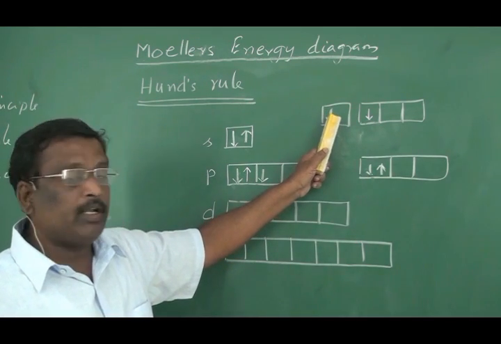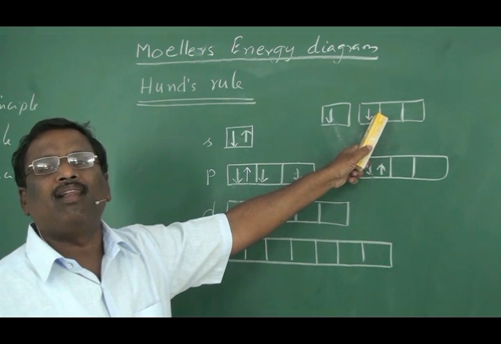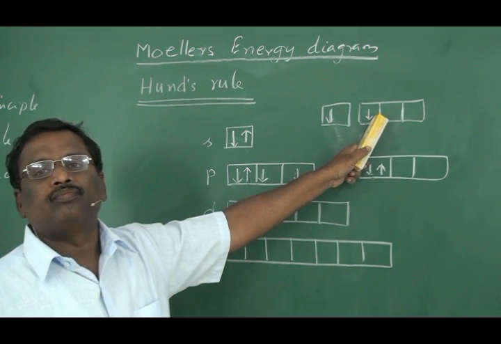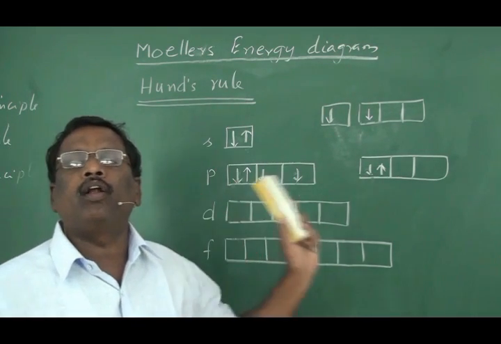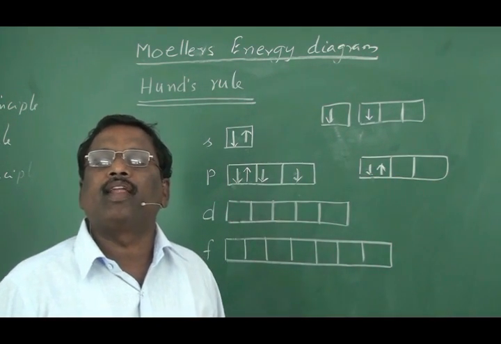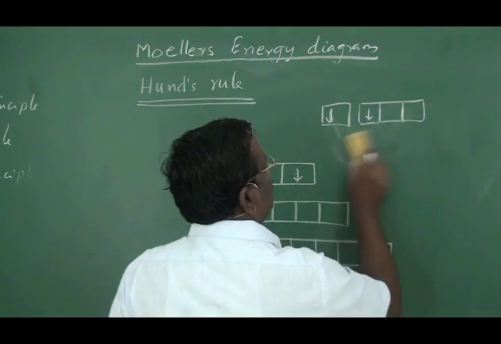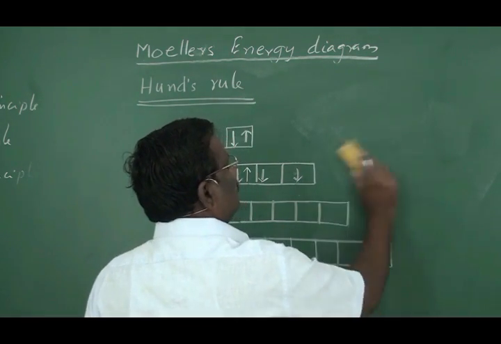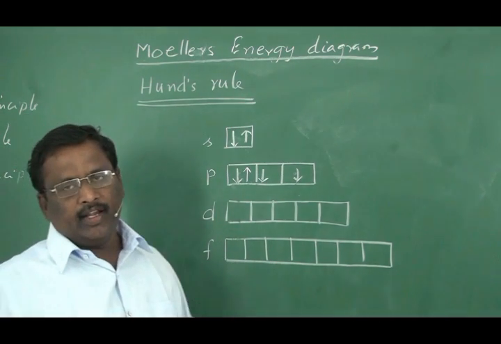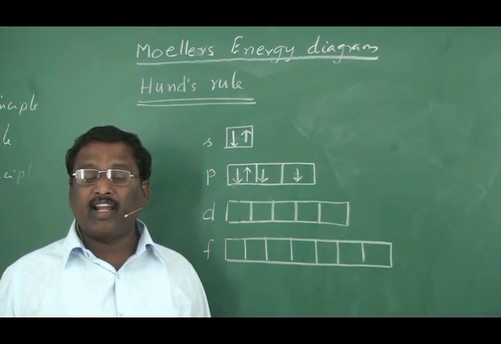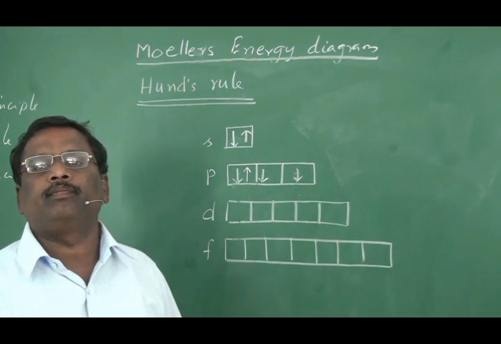After filling of this orbital only, the electron is supposed to enter into this orbital. When entering this orbital, the pairing is possible only when all degenerate orbitals are filled with 1 electron each. So, these are Hund's rule. Hund's rule applies when electrons are filling in degenerate orbitals. Degenerate orbitals means the orbitals with the same energy.